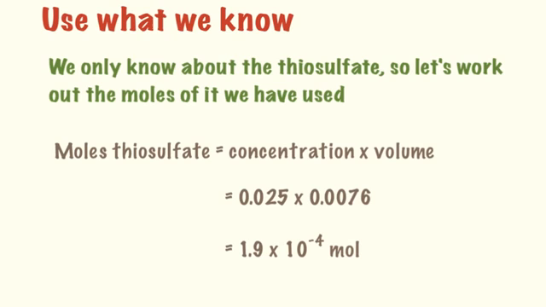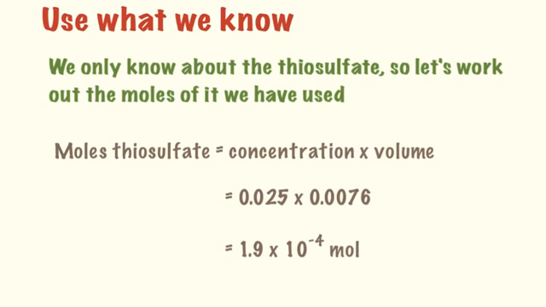So just a simple bit of calculation produces this. Now, I've used scientific notation for several reasons. It limits the amount of significant figures I have, and it also looks a bit neater than lots of zeros, because I could easily lose track of the zeros as I go through this thing. So it works out that we had 1.9 by 10 to the minus 4 moles of thiosulfate.